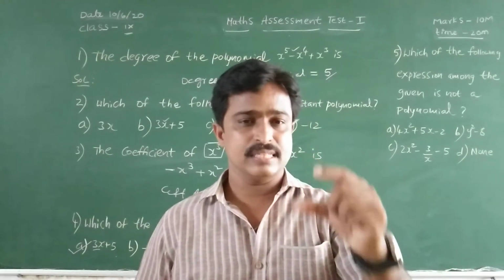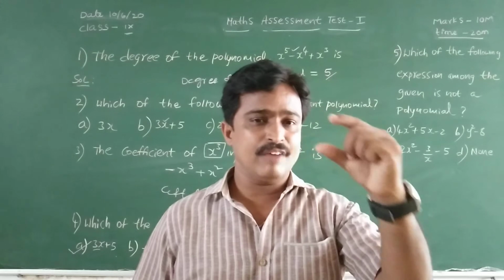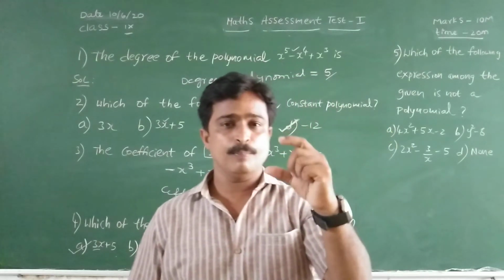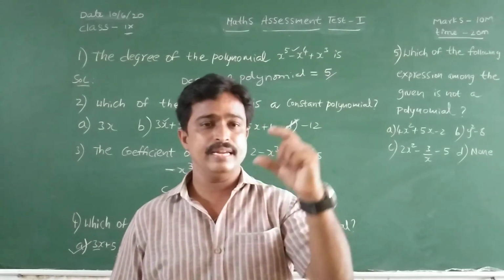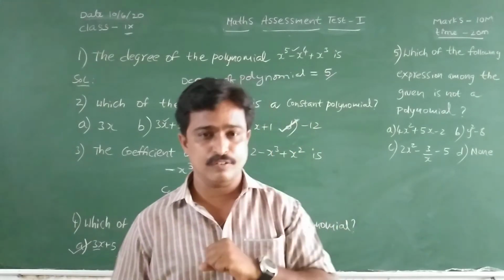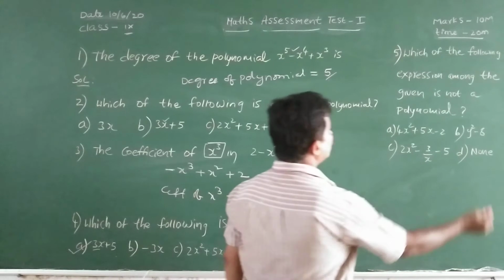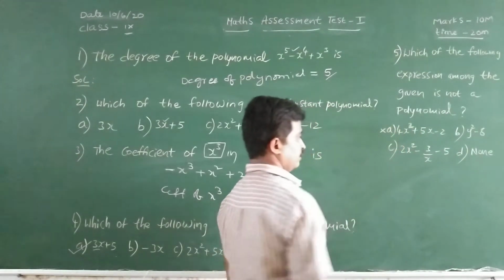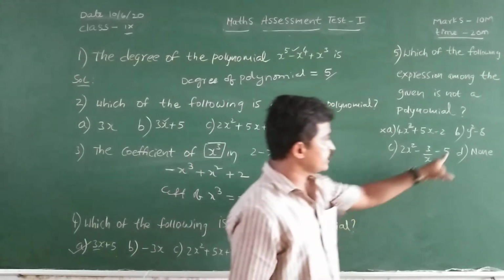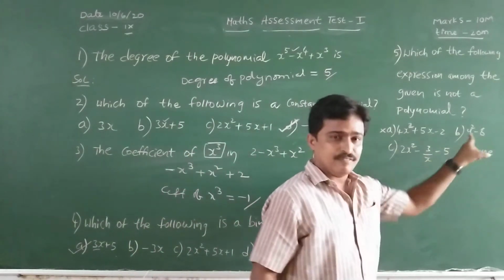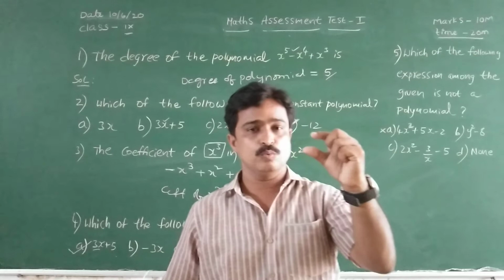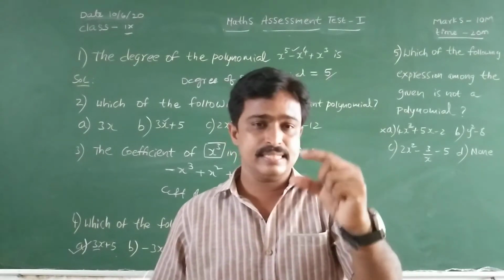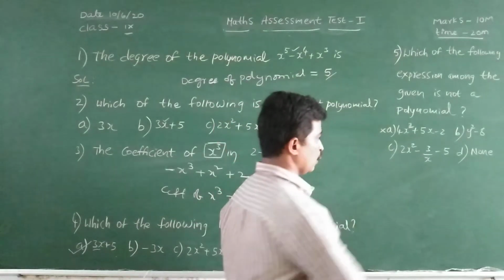Polynomial definition is that the powers have only positive integers. Then only it is defined as a polynomial. You observe, we go through the options. Here there is x square. This is a polynomial, this is not the answer. Coming to the second option, y square minus 8. Y square, power is 2. So power 2 is a positive integral value. This is a polynomial, this is not the correct option.